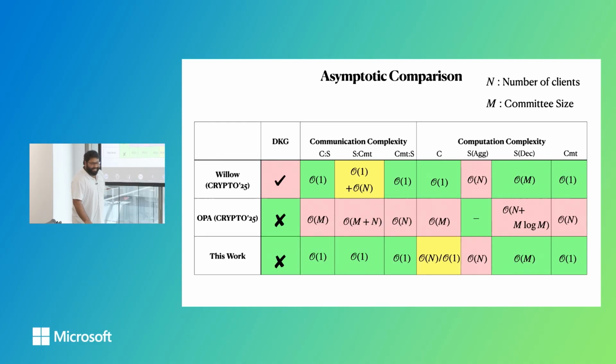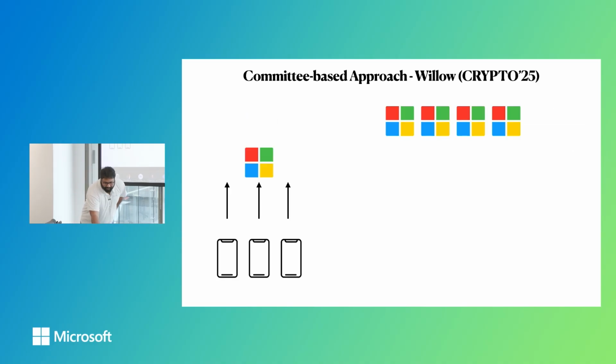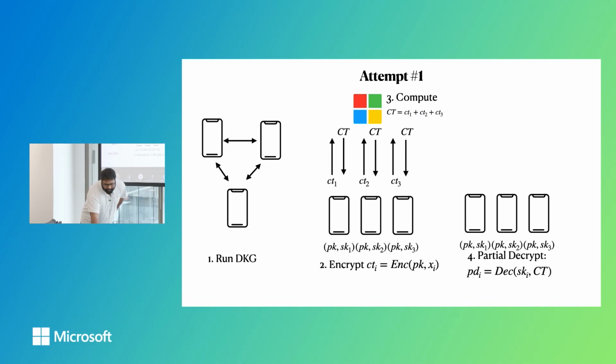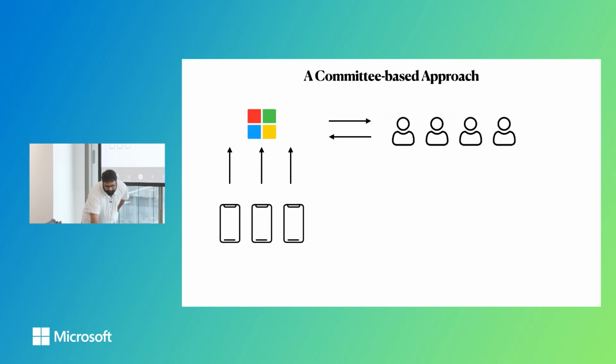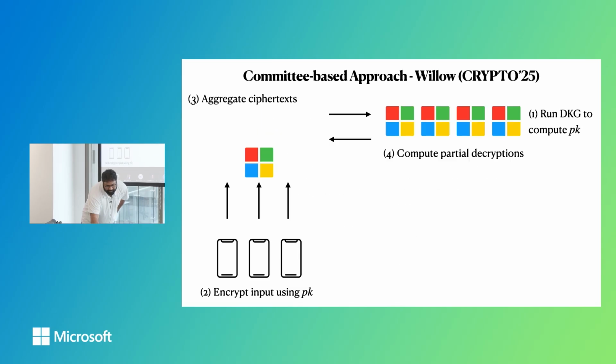Even OPA sort of does that, right? So this O of n is for the verifiers. If you look at attempt 1, one second, let me just bring that back. Here, the ciphertext that is sent between 3 and 4, the server has just aggregated the ciphertexts and is only going to send one ciphertext to the committee.